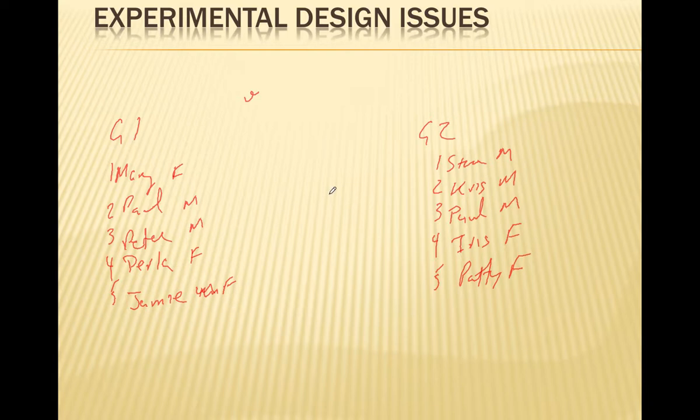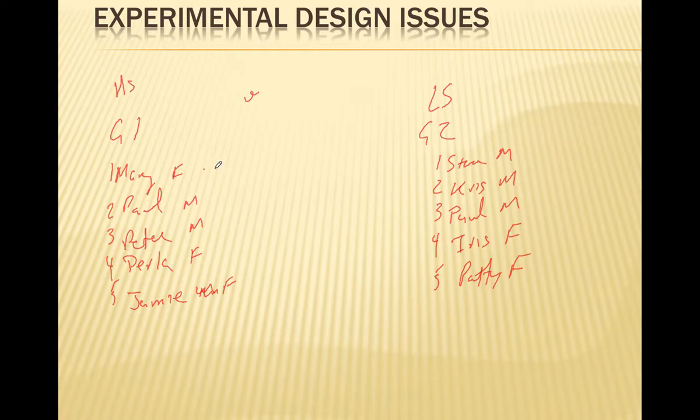So one of the things that we can do is the following. Group 1 is high stress, group 2 is low stress. One of the things that we're concerned with is this issue of gender. For whatever the reason may be, we're concerned with it. So what are we going to do? We're going to try to match participants up as best as we can.